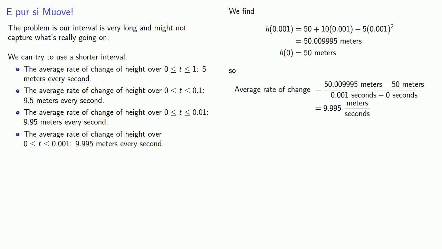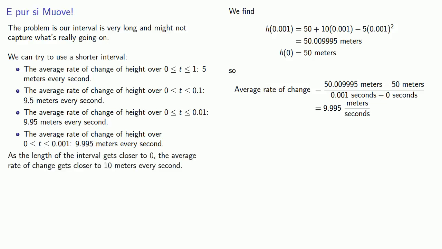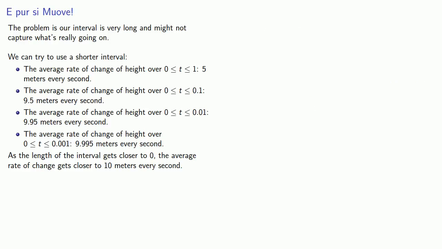And we might make the following observation. As the length of the interval gets closer to 0, the average rate of change gets closer to 10 meters every second. At this point, a good question to ask yourself is, self, where have I seen this before? Now, ordinarily, you have to scan through the entirety of your human existence to answer that question. But because this is coming up very early in a calculus course, you should suspect that this has something to do with some of our previously introduced concepts. And in fact, it does.